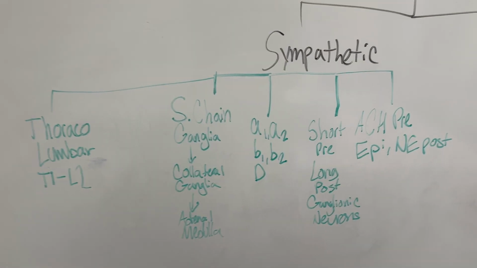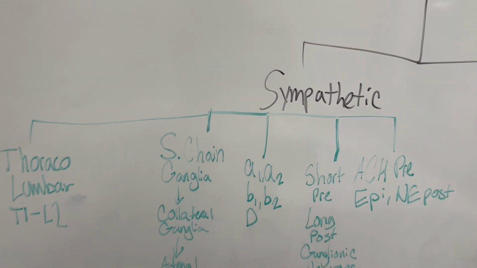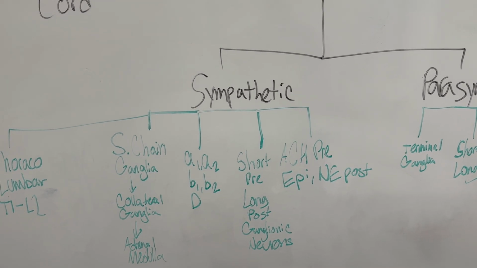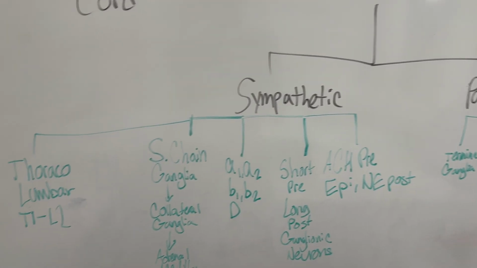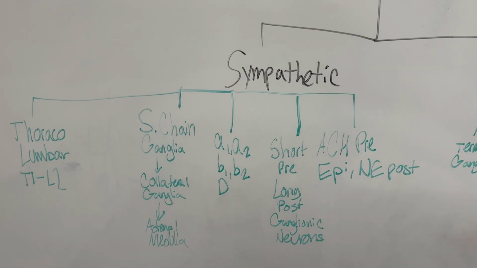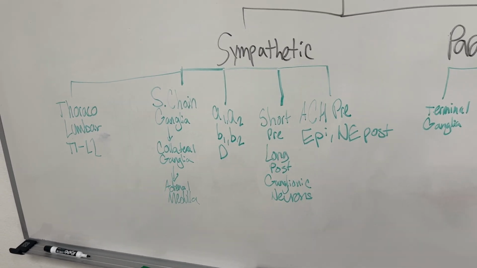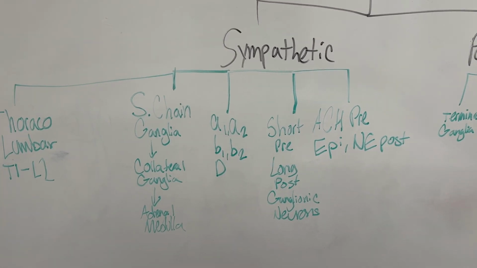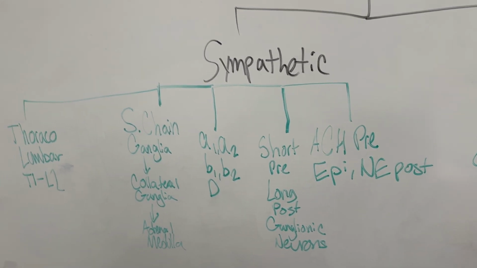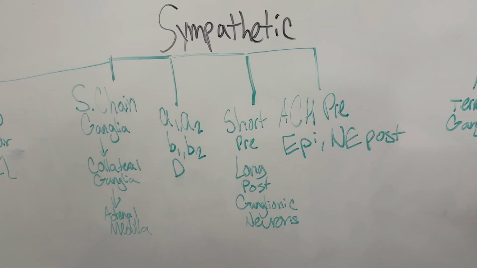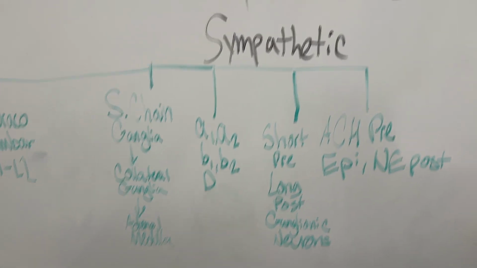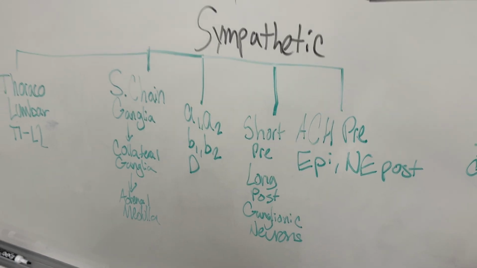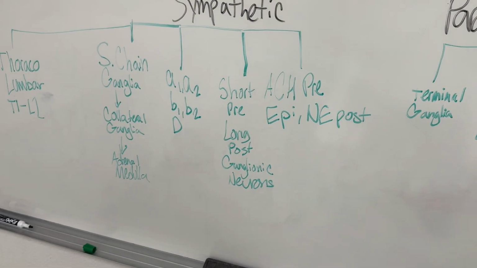So the sympathetic receptors are going to be our alpha, beta, and then dopaminergic receptors here. So these are metabotropic receptors, which means that they use the G protein coupled receptor for cell signaling. And then our sympathetic nervous system is going to have short preganglionic fibers and then long postganglionic neurons. So it's going to be really short out to that sympathetic chain ganglia, and then we're going to have a longer nerve fiber after that sympathetic chain ganglia.